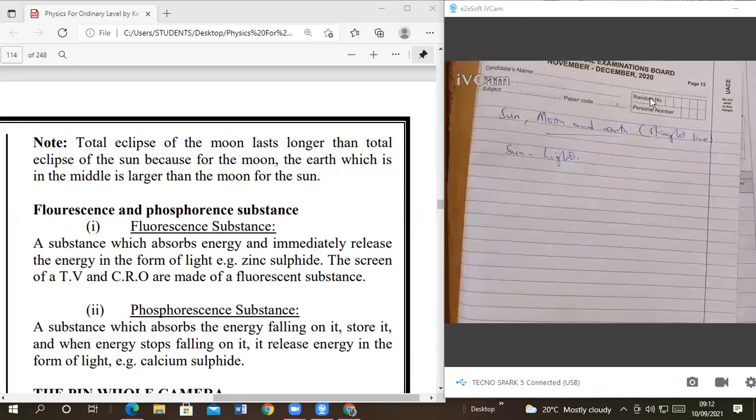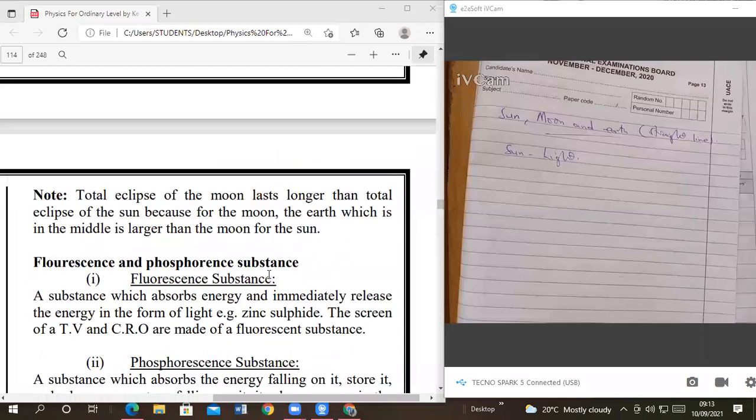Then we have what we call the phosphorescent substance. They absorb energy falling on them, store it, and then release it after some time. An example is zinc sulfide, and we have calcium sulfide. Those are the substances we see. When you look at zinc and calcium from your chemistry, in their reactivity series, they are different. So you have to take note of that.